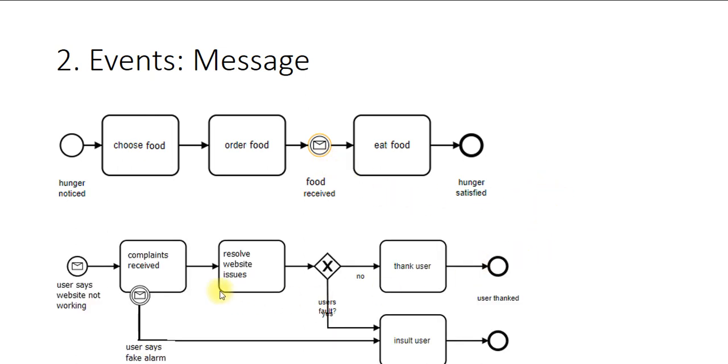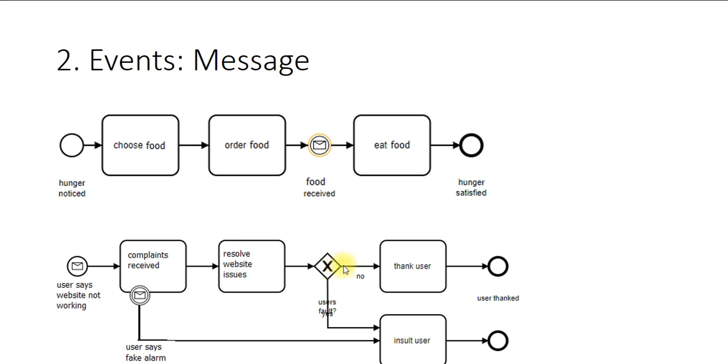Another example is a customer service team, a services team for a product company. Now the company has launched a website and the user says by a start event that the website is not working. So that is the start event. Then the task is complaint is received. If it's a genuine complaint, we go forward with resolving the website issue. And then we get onto a gateway, which will be explained later. Here, this one is an exclusive gateway.